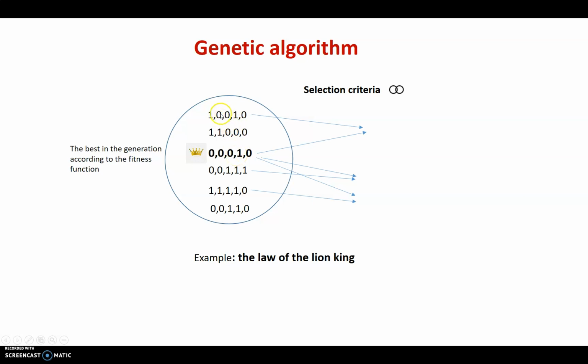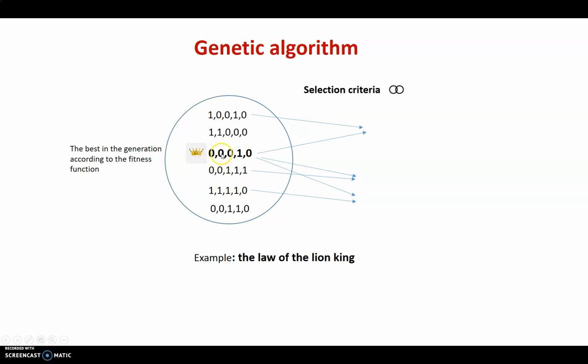We need couples of individuals to reproduce and to have children. And the way we decide how we make the pairs, the couples, is the selection criteria. You have a lot of different selection criteria, but they must always be inspired in the way nature works. For instance, this is a very simple example that we could call the law of the Lion King.